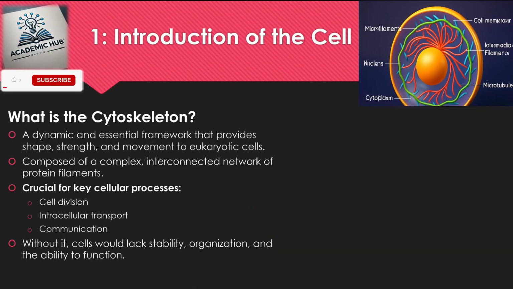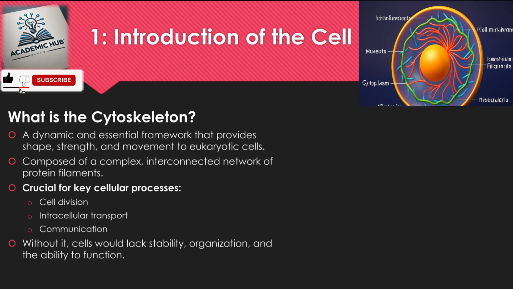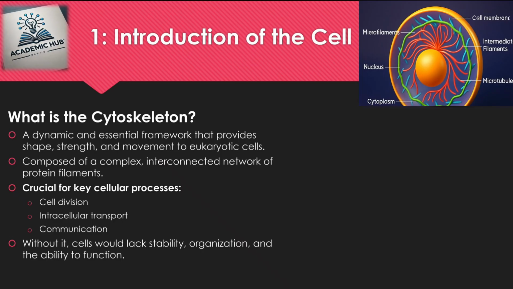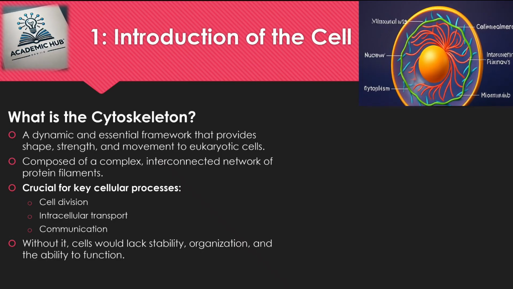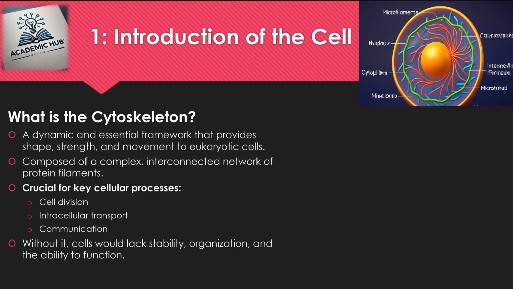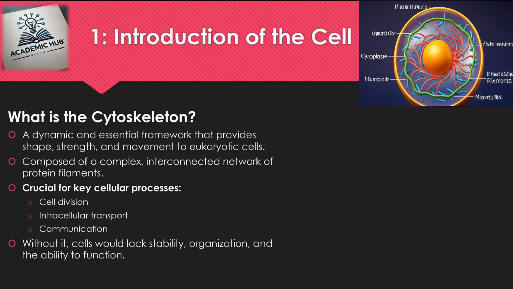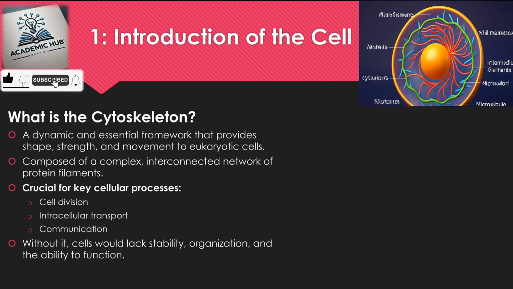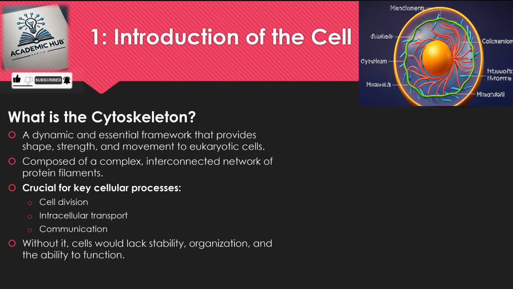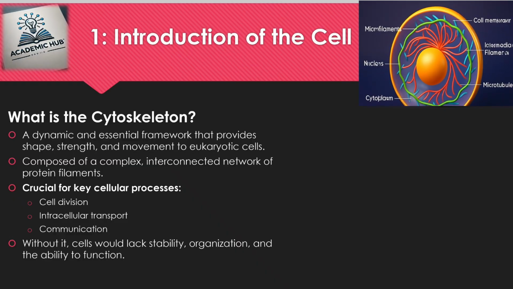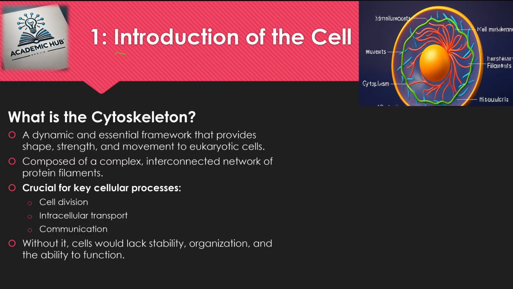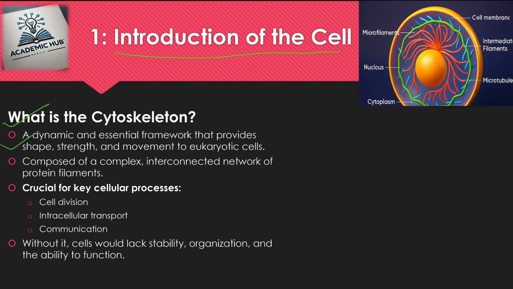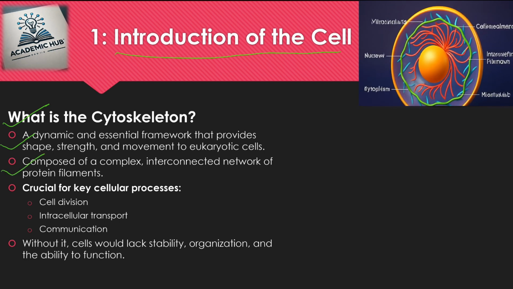Now the brief intro of the cytoskeleton, which consists of protein filaments like microfilaments, intermediate filaments and microtubules. These interconnect and support the cell's structure, allowing it to function properly. The cytoskeleton plays a crucial role in cell division. So this is the introduction to the cell: what the cytoskeleton is, how it works, and what the various components are.